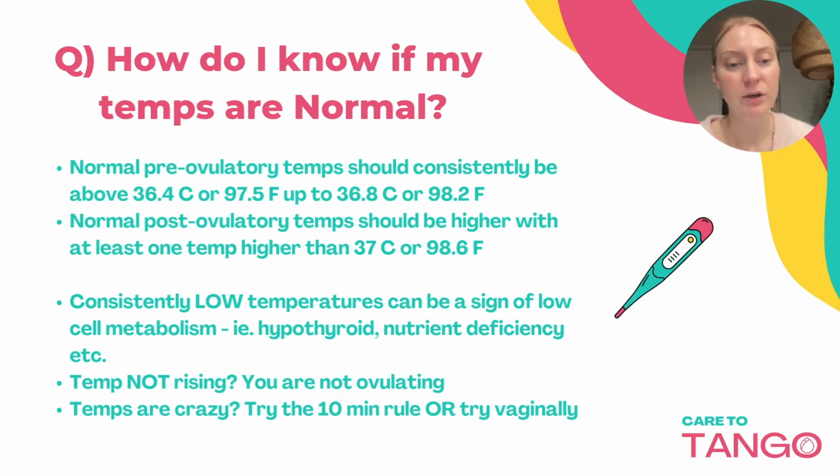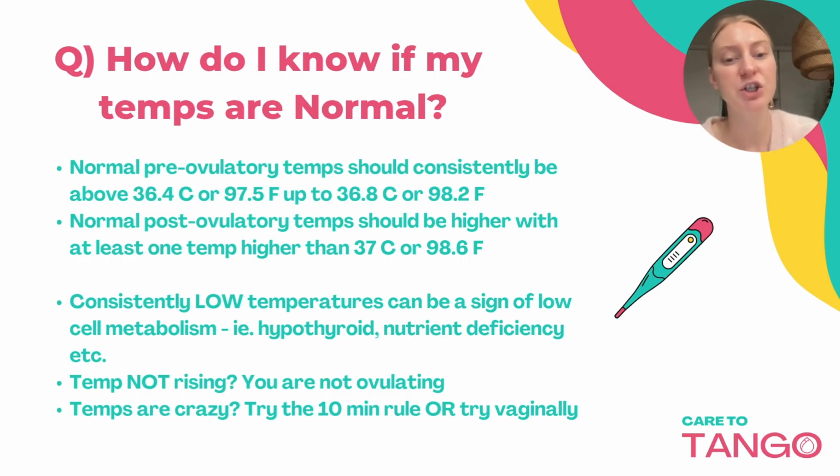Consistently low temperatures can be a sign of low cell metabolism. Basal body temperature is a marker of your resting metabolism, right? So it can give you info about your thyroid health. If temperatures are excessively low, in the 96s or the low 97s pre-ovulatory, it may point to a hypothyroid and may warrant further investigation. This can also suggest a nutrition deficiency, so it should be looked at further.